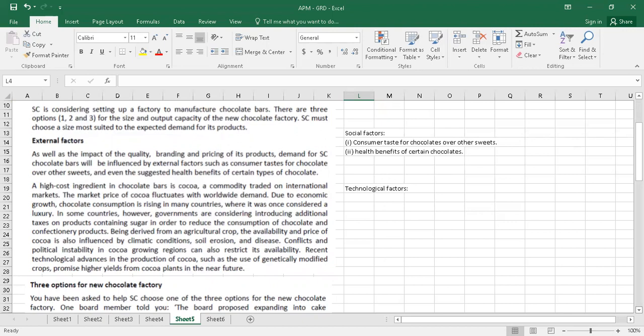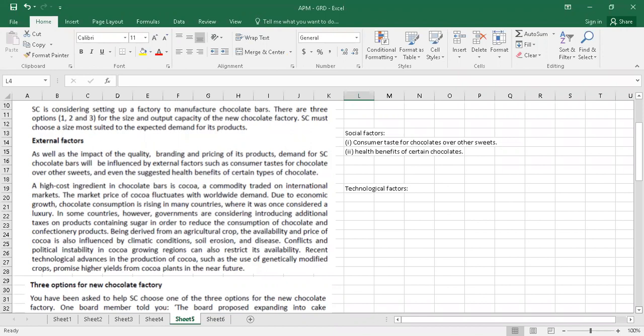Being derived from an agricultural crop, the availability and price of cocoa is also influenced by climatic conditions, soil erosion, and disease. So, what do we call these factors? There are certain factors like climatic conditions, soil erosion, and diseases. These things also affect the supply and availability of this ingredient, cocoa, being derived from an agricultural crop. The availability and prices of cocoa are also influenced.